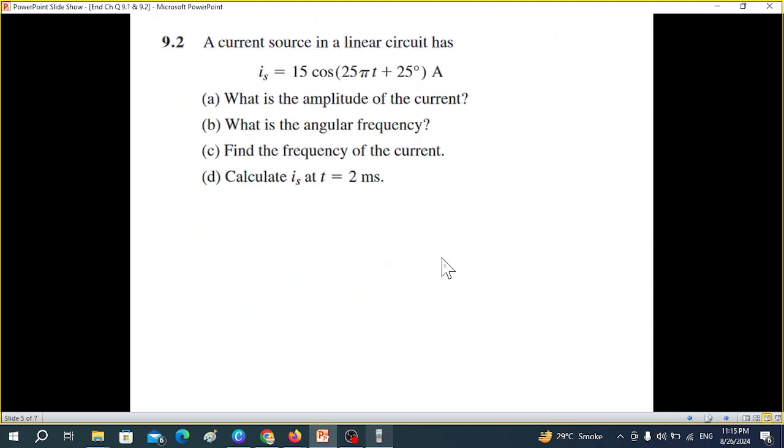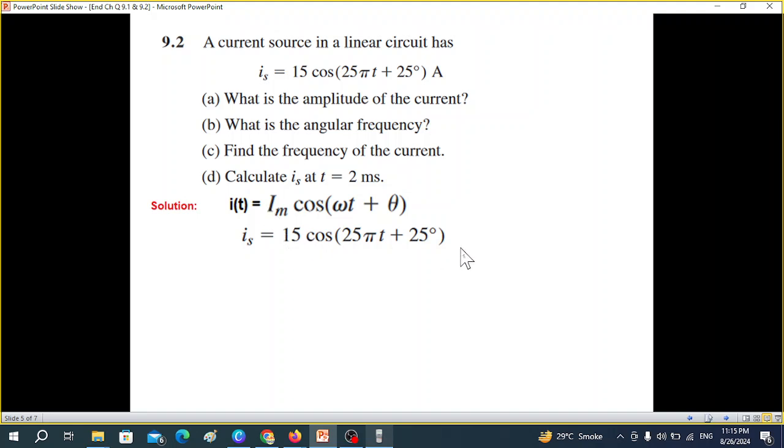Now let's do another question, exactly similar. Here we have to find current. This is the equation given, and amplitude. Now angular frequency we have to find, not normal frequency, then frequency, and then calculate the value at 2 millisecond. This is the general formula. This is our given value of I. So as we did in the previous case, amplitude we can write directly by comparison. So IM is 15 ampere.